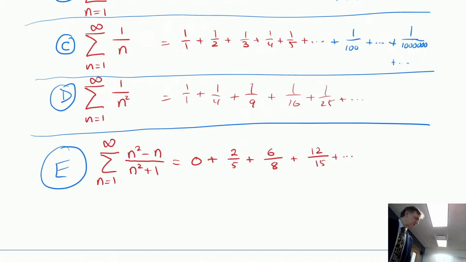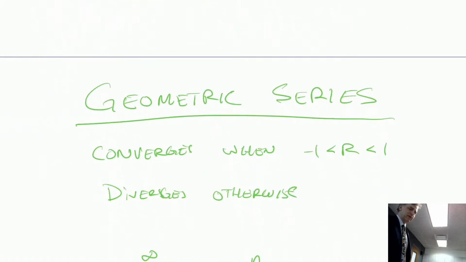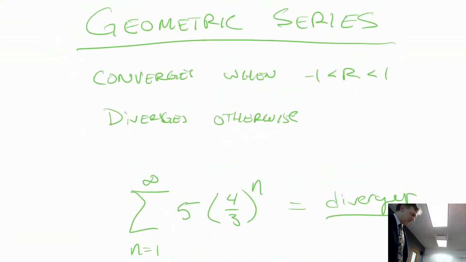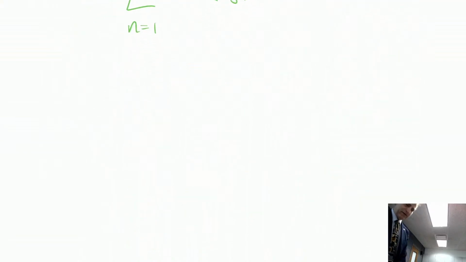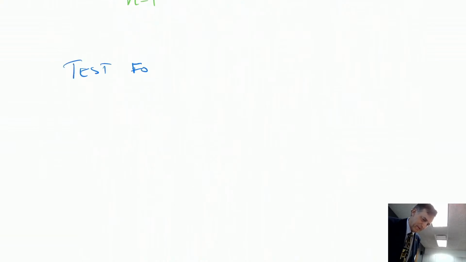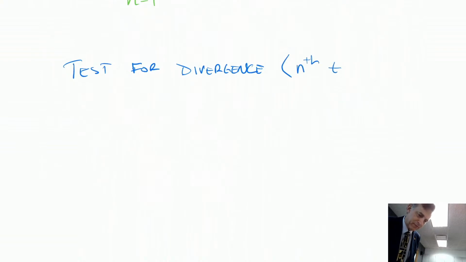So this brings up the first test that we can do for convergence. And so we've already got geometric series. That's going to be our first test. And then the second one is going to be the test for divergence. Test for divergence. This is also called the nth term test.